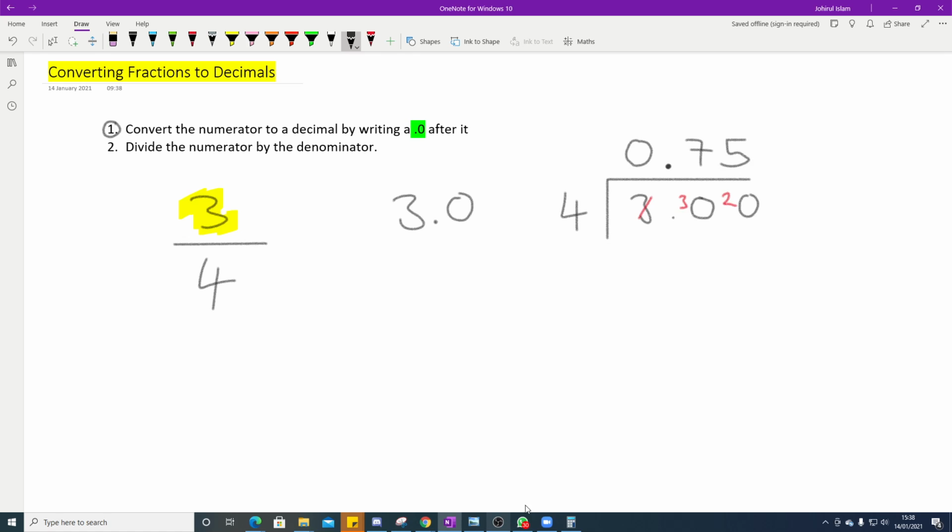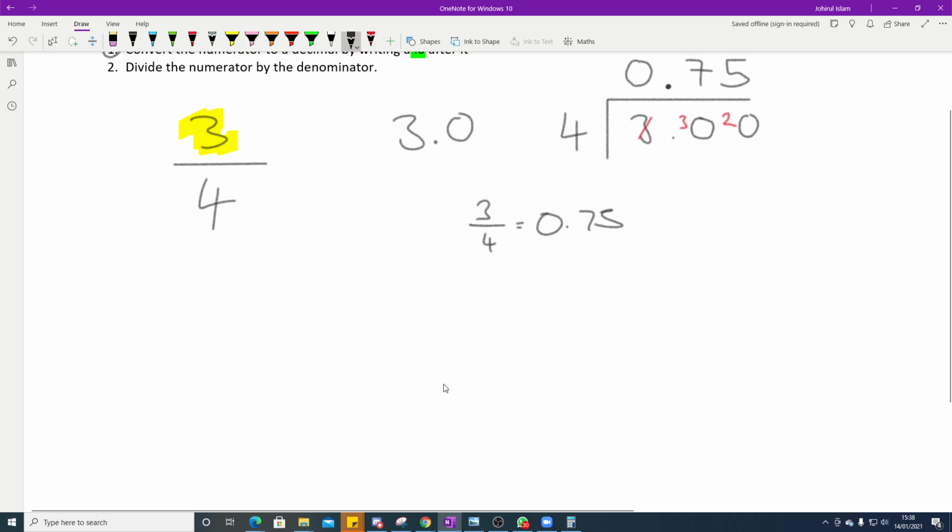Nice easy question. So what we've just done here is we've converted this fraction into a decimal. So 3/4 equals 0.75. Let's do another example just to illustrate that a little bit more.